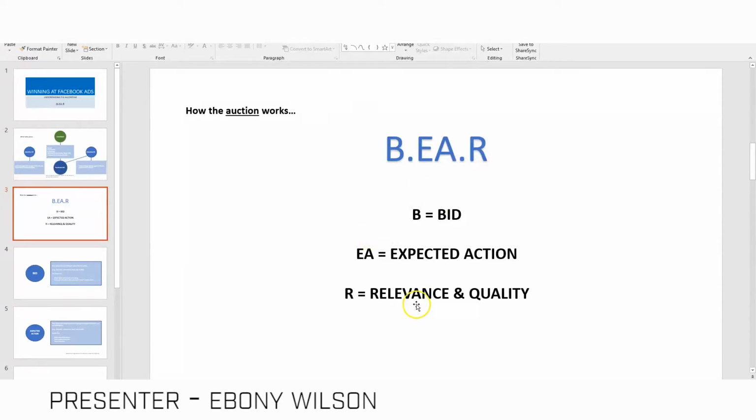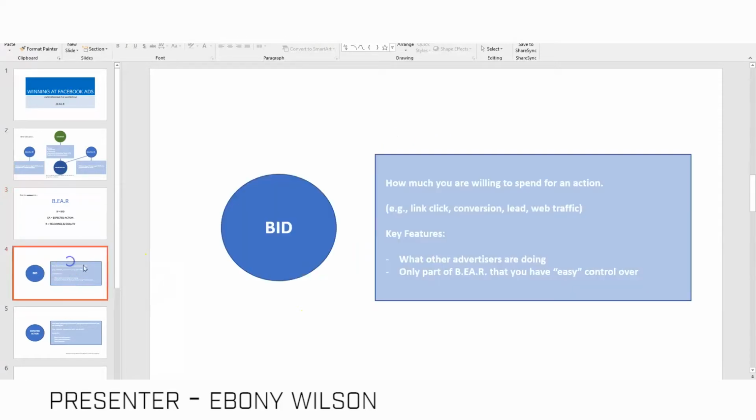R stands for your relevance and quality. So what's also going to determine how well your ad performs is the relevance and quality of your ad set campaign, how well your copy is put together, landing pages, your relevance score, how relevant was your ad to your prospective customer or audience, right? So let's break these down a little bit more in detail, okay?